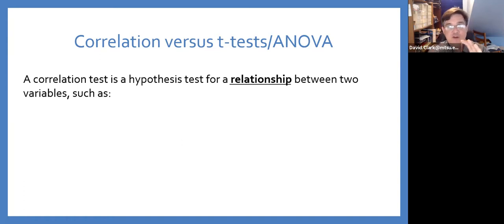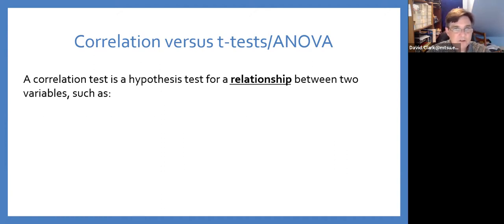So you don't have two different groups of people and the same dependent variable. You've got one variable, one measure, and another measure, and you want to see how they relate. So it's number and number. You're not looking at two different groups here. You're looking at what effect does, or how does X relate to Y?